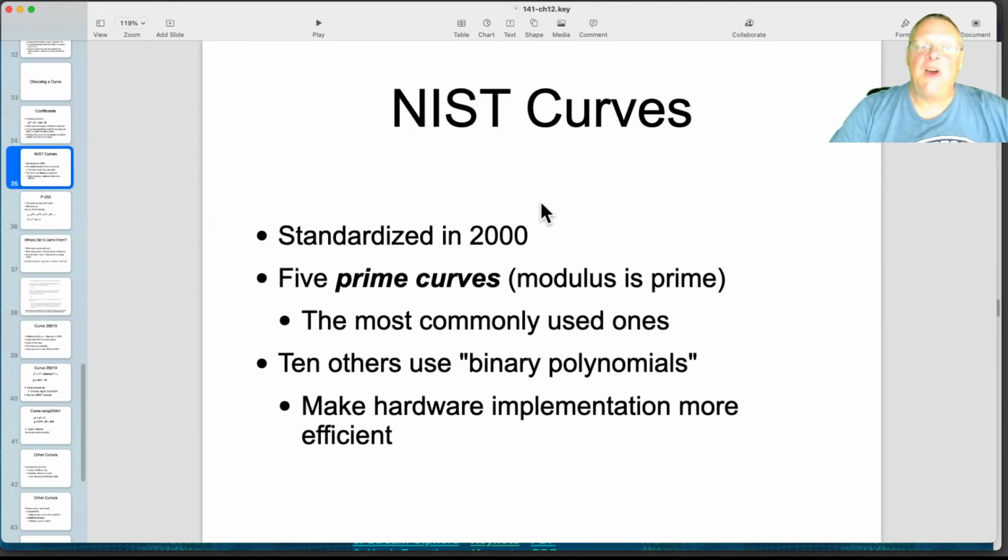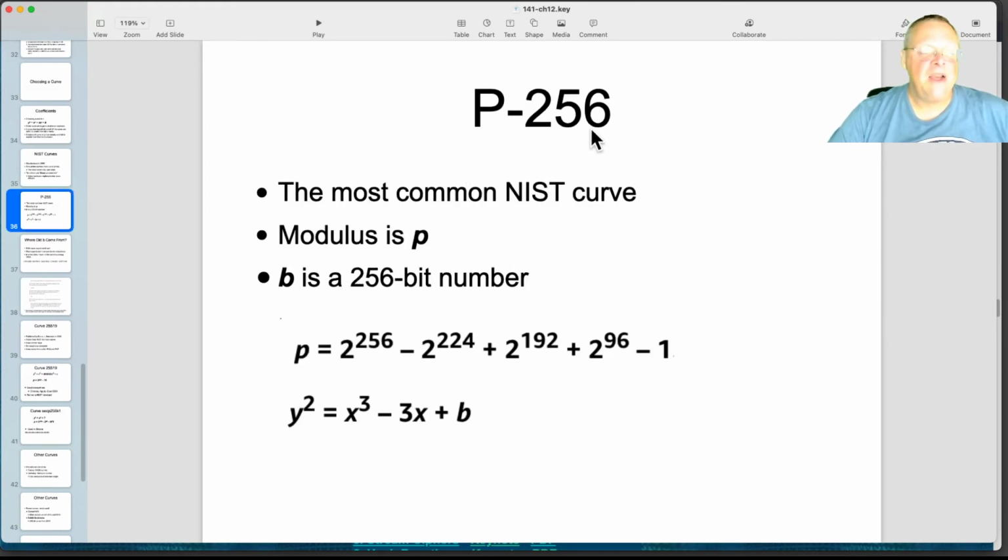Now, NIST defined 15 curves that are recommended, 5 prime curves and 10 others using things called binary polynomials. So in the year 2000, the National Institute of Standards announced 15 official curves and said everybody should use those. All right, so here's the most common NIST curve, P256. The modulus is P, which is this number, a simple binary number: 2 to the 256 minus 2 to the 224 plus 2 to the 192 plus 2 to the 96 minus 1. A long 256-bit number, but a very simple one with a whole bunch of zeros.